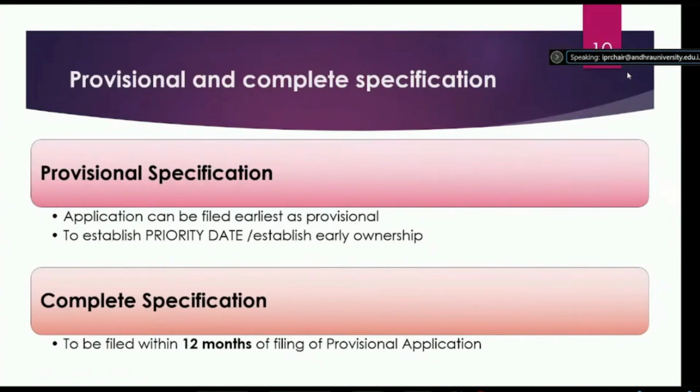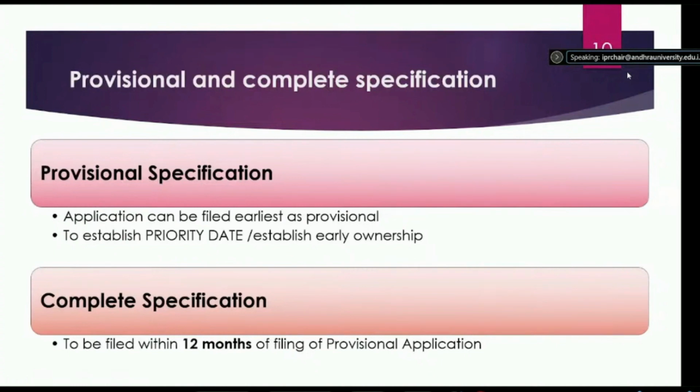What I mean by early ownership is that me and my friend are working on the same thing. But I'm not saying that I'm working on the same thing. So I'm basically a bad person, doesn't matter. So what I'm doing is filing the patent application. I know that my data is not fully ready. I file the provisional specification. So my ownership, my priority is saved.